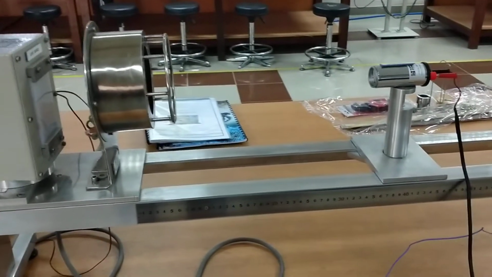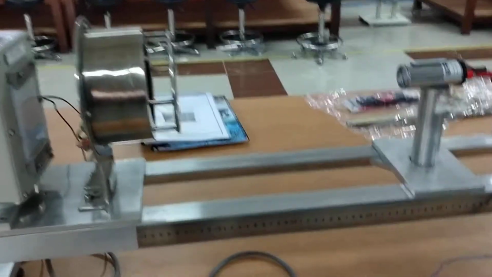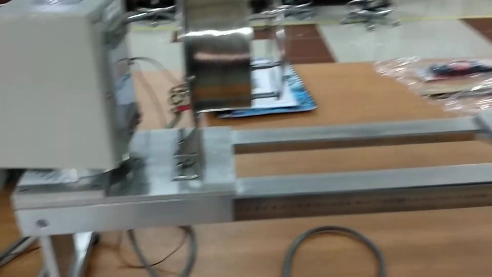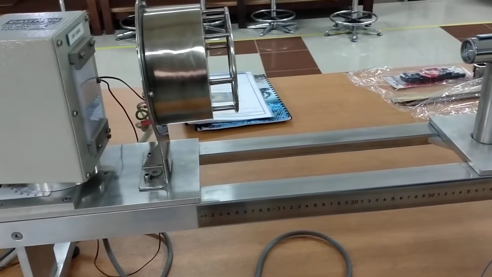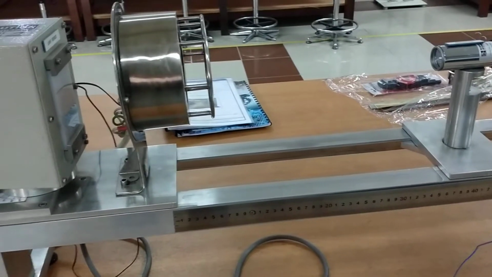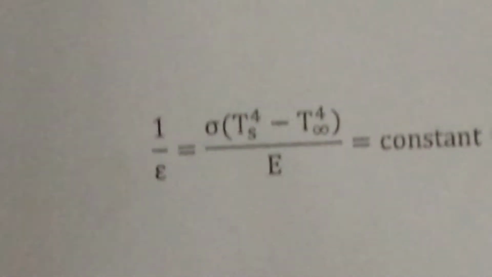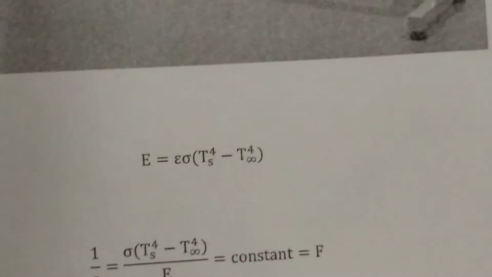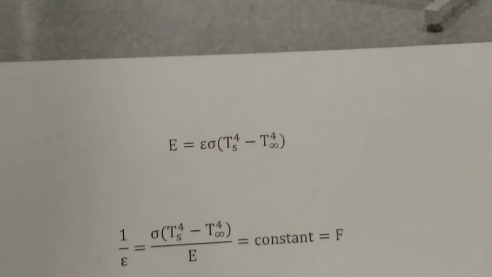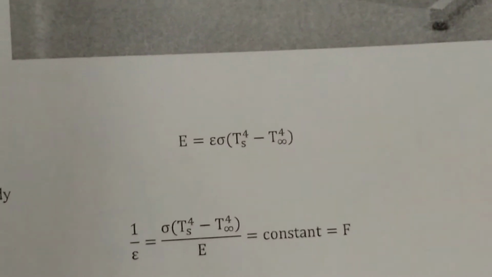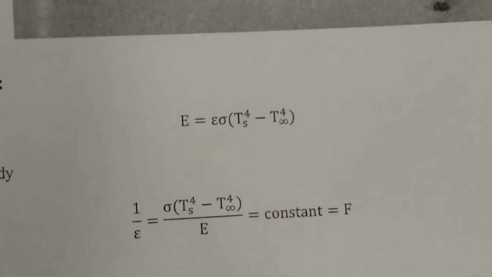For the second experiment, the objective is to show that the intensity of radiations varies as the fourth power of the surface temperature. This is the Stefan-Boltzmann law, as you can see here. E is proportional to the surface temperature to the fourth power. Sigma is the Stefan-Boltzmann constant, and epsilon is the emissivity.